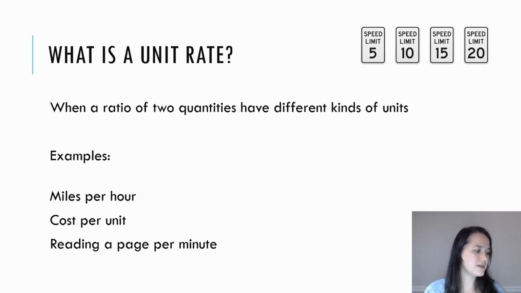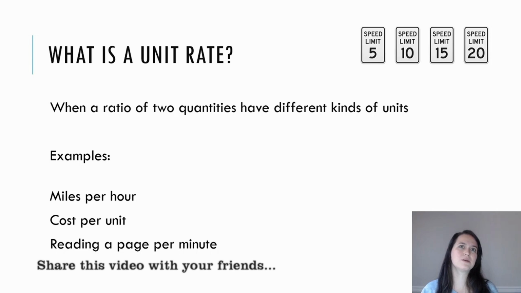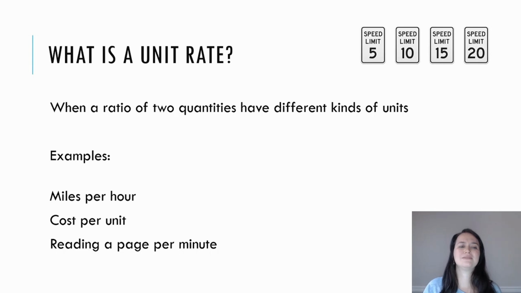A unit rate is a ratio that has two quantities that have a different kind of units, and we can usually measure it as something per something. Some examples are miles per hour. That can be a unit rate. It shows you how fast you're going in miles per hour, or whatever the distance is. Cost per unit, you might have seen that a lot at the grocery store or other places. And even reading pages per minute, or maybe you read 2 pages per minute.